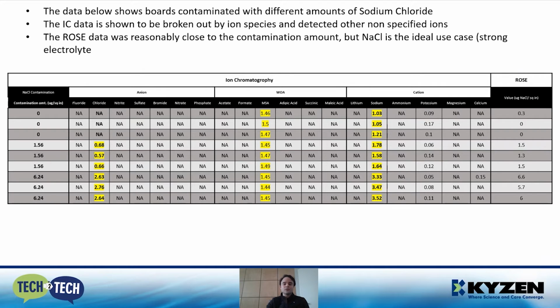The ROSE data also closely matches the contamination amount, but it must be noted that this is the ideal case for this method.